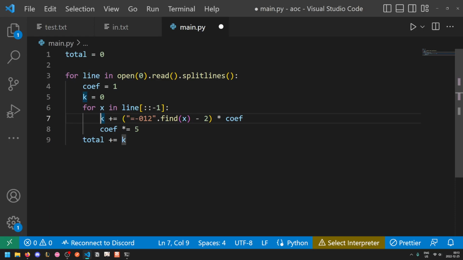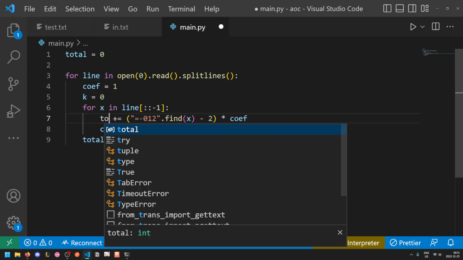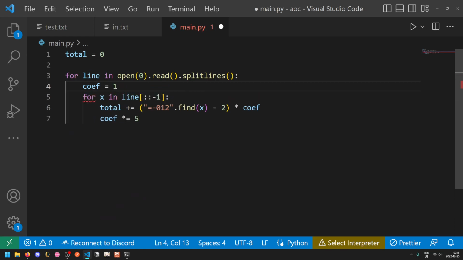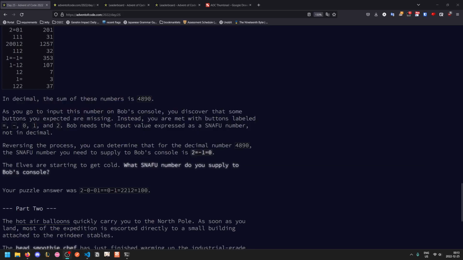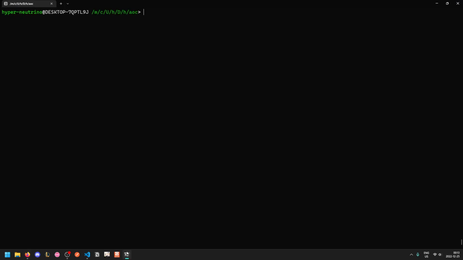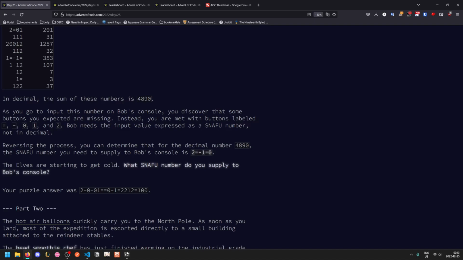So this will convert each number into the actual numeric format first, and then add it to k. But we can simplify this a bit by just increasing the total itself, like so. And so this will get us the sum. And as a sanity check, we should output this value first, just to make sure that we are getting 4,890. Now we need to convert it into snafu format.